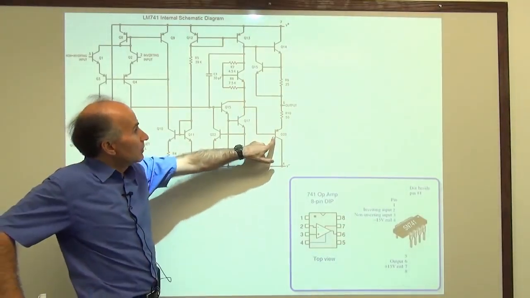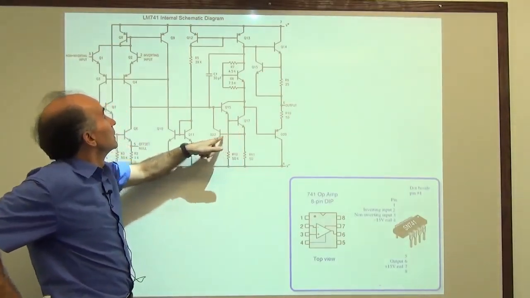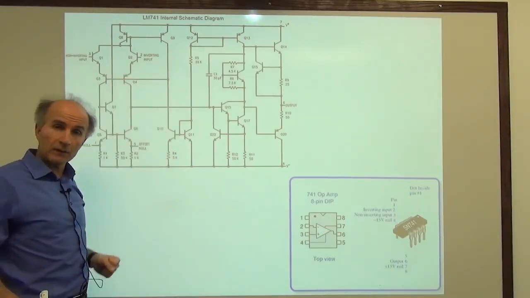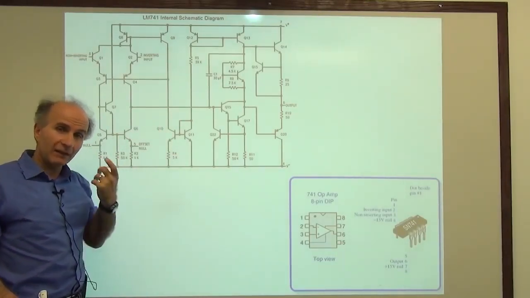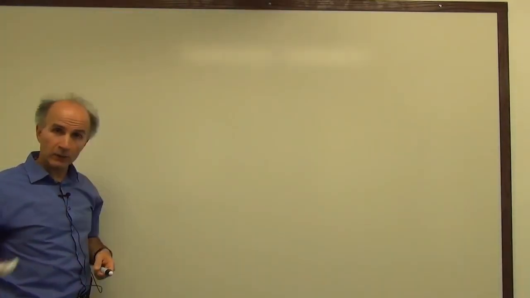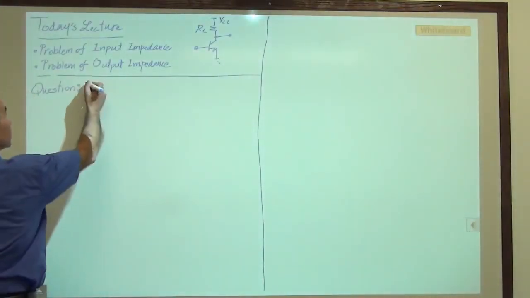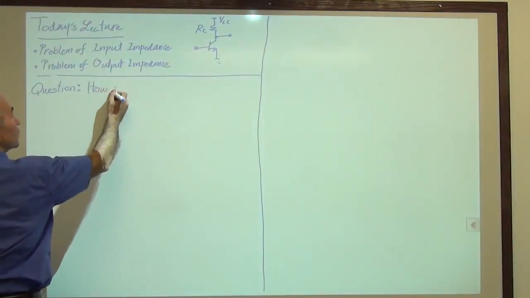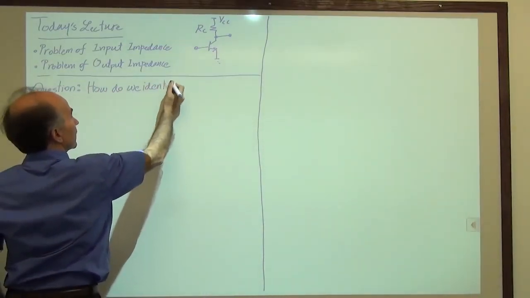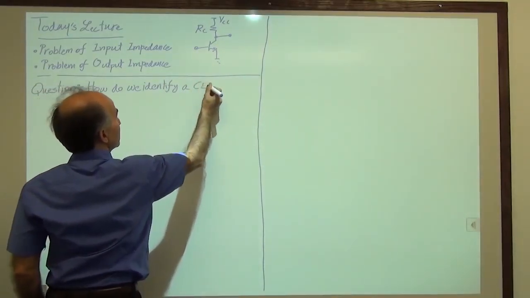Is this a common emitter stage? This one, this one, this one, maybe this one, right? It's confusing. So we need to have some clear definition that helps us identify that stage anywhere we go. And that's what we will try to do right now. So the question that we are posing is, how do we identify a CE stage?